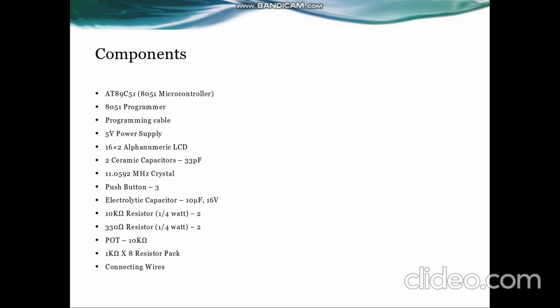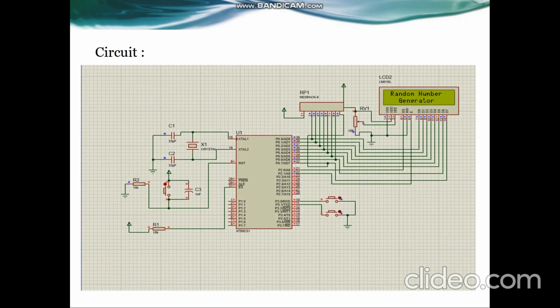This is the circuit diagram of the random number generator project. You can see it here. We have used an LCD here to see what random number is generated. The circuit generates a number randomly within a certain limit when a button is pressed. This is the push button, and this will give you the random number, and this is the reset button. Okay, I will explain the simulation part.